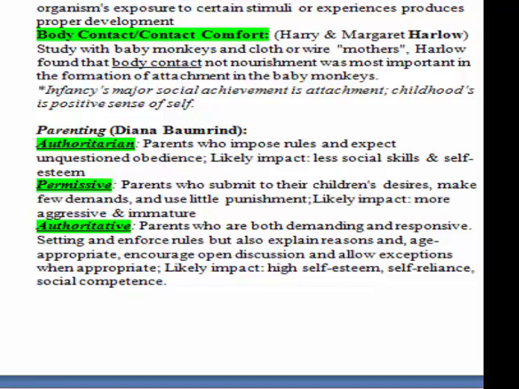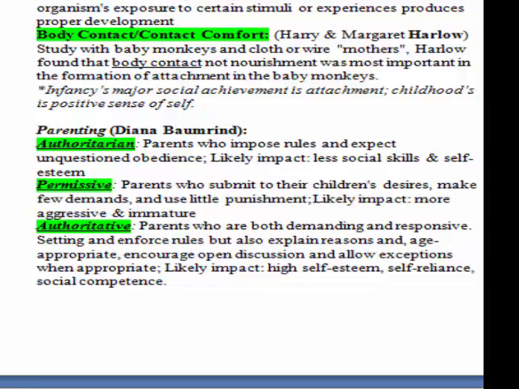Permissive parents, I usually use the example of the mom in Mean Girls. They care a little bit more about being a friend than maybe being a parent. So usually children are spoiled. There's not a lot of punishment or expectations. The impact is that kids tend to be more aggressive and likely more immature.